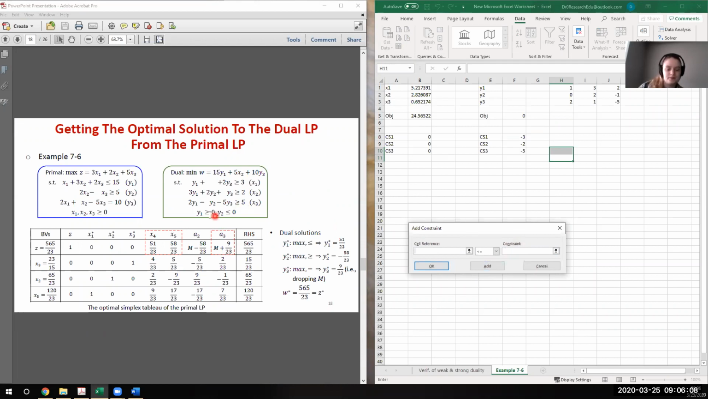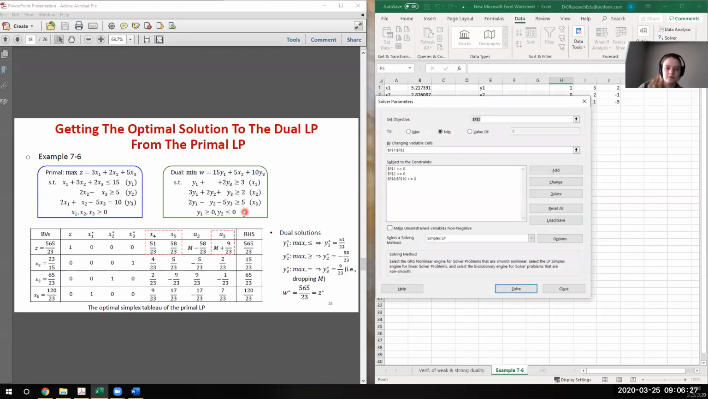The second thing is that y1 is greater than or equal to 0, but y2 is less than or equal to 0. So I have to define this correspondingly. This one is greater than or equal to 0, meaning that y1 is greater than or equal to 0, and y2 here is less than or equal to 0. And click OK. For y3, it doesn't matter, because my constraint sign here is equal, so y3 is URS. By the way, this slide is also corrected.